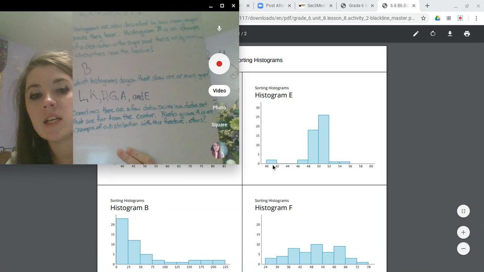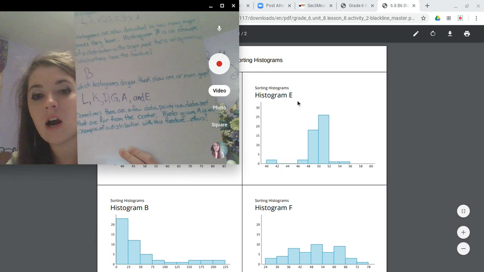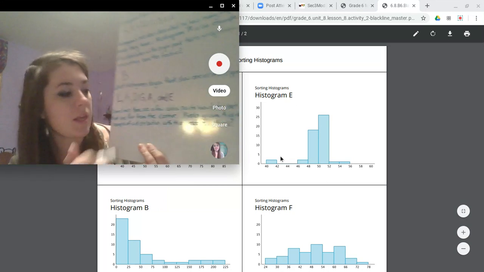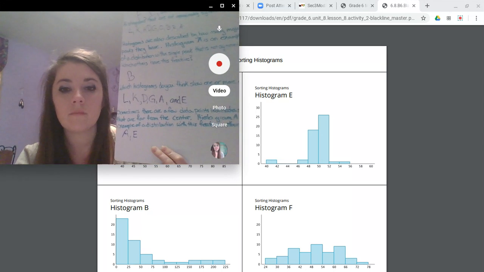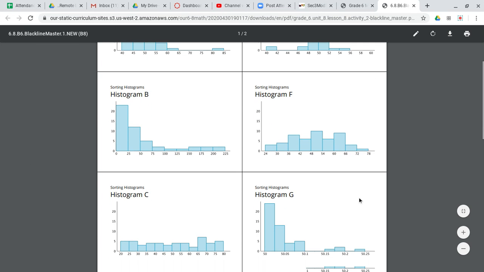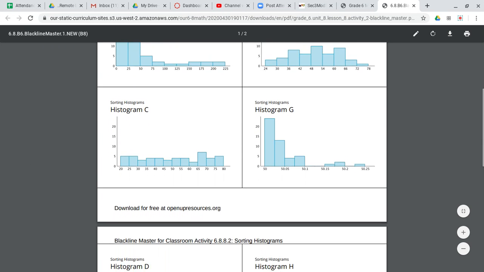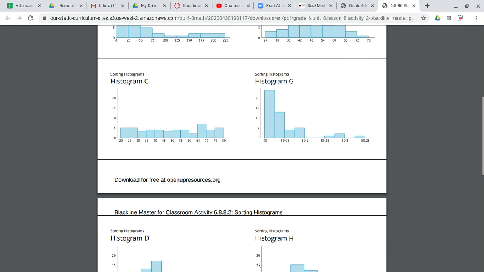So if we look at E, we've got this one at 40 to 42, but the rest are way over here. So E would be one. So we know A, we know E now. Let's see. B and F, they're all fairly well connected. There's no far from the center. Same with this. G, if we look, we've got this way over here. We've got this clump all far away from where the actual center of our data is. So G definitely is part of that.